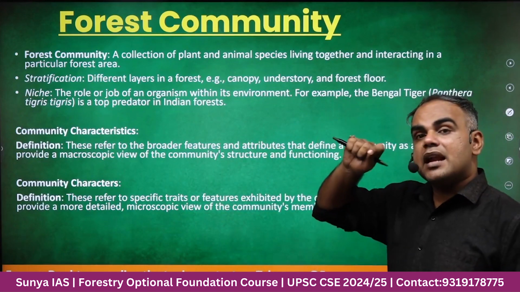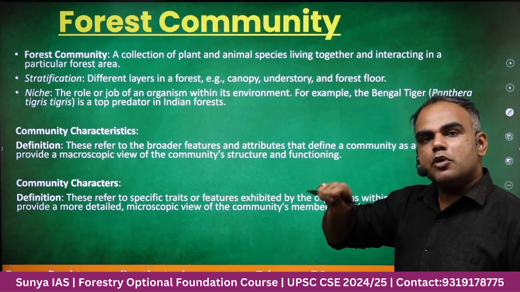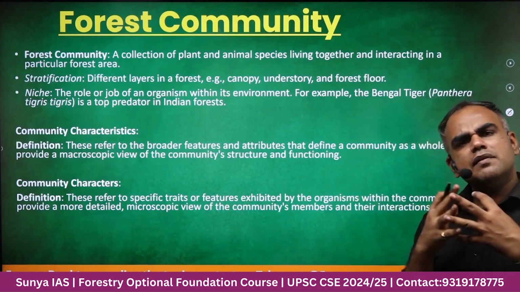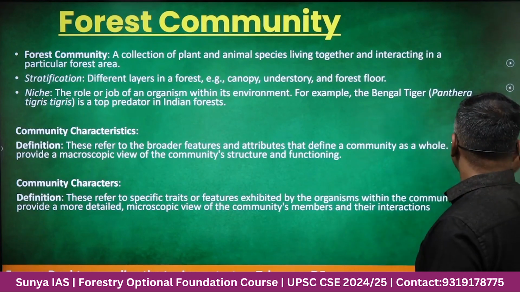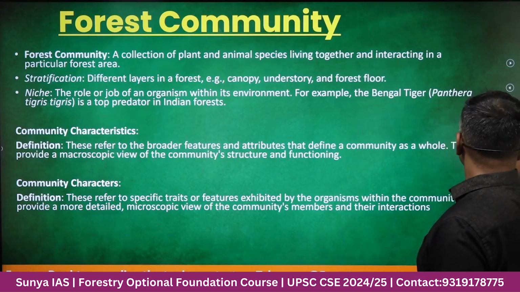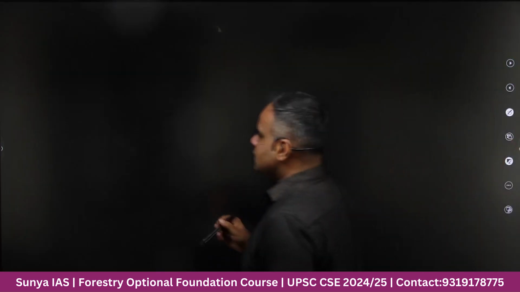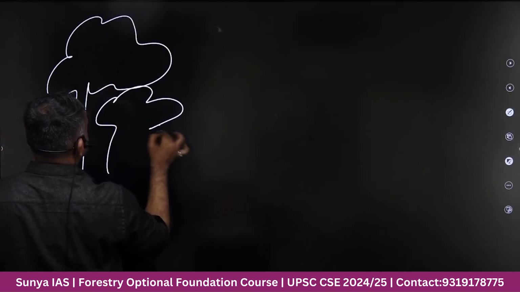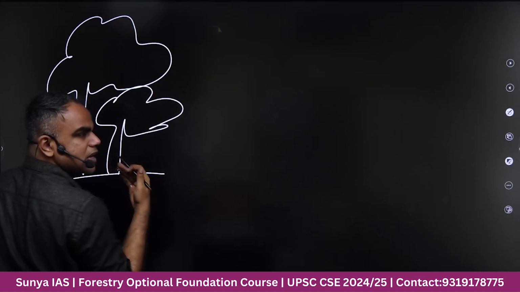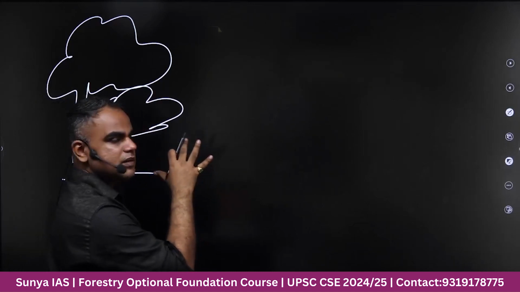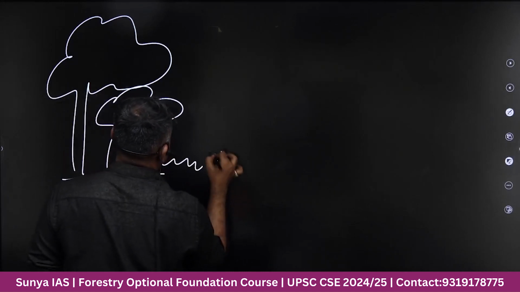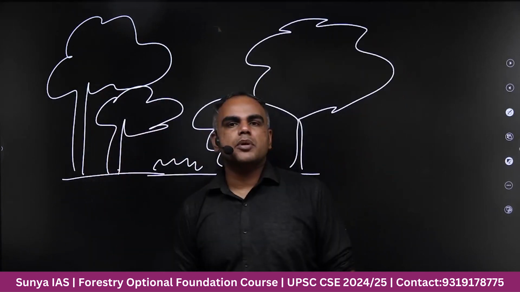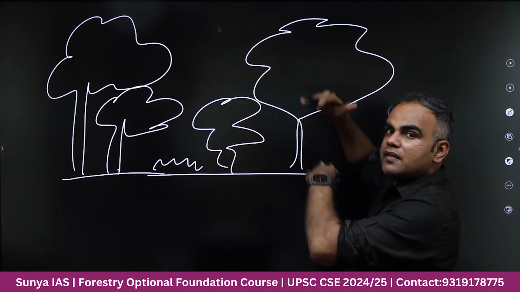One is community characteristics, and then there is community characters. Okay, so three things we have to see here. Whatever forest community you have, for example, let's say I'm talking of a forest community. Again, remember we have seen dominant, dominated, all those variations: grasses, shrubs, again some trees. So when I'm talking of a forest community, it will have some stratification.